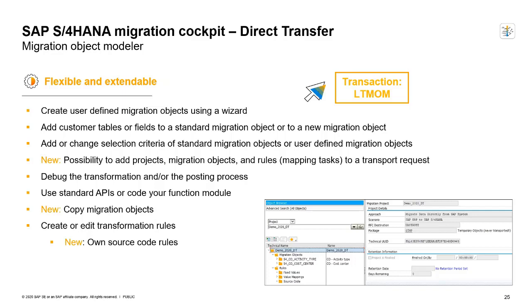You have the possibility to copy migration objects. This is also a new function since the 2020 release. And you can edit transformation rules, and you can create your own code rules.